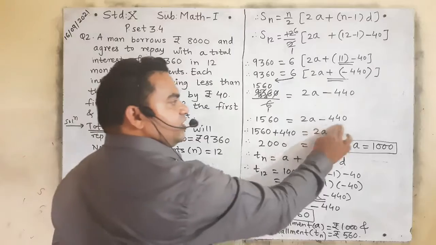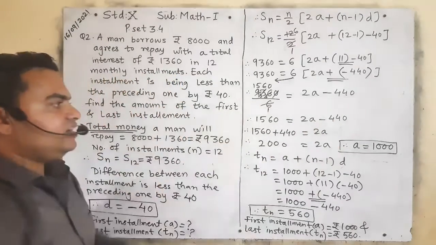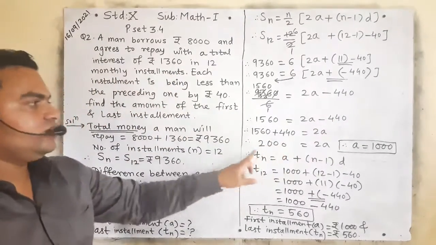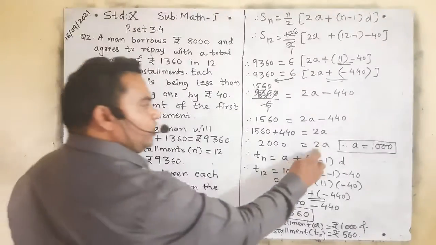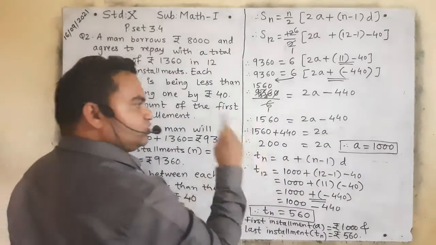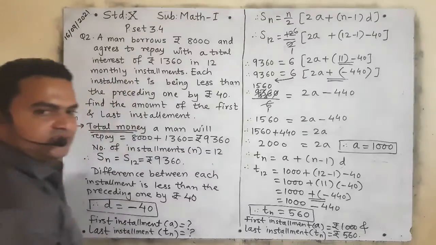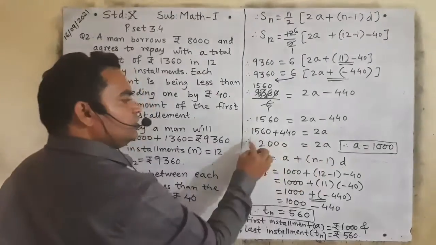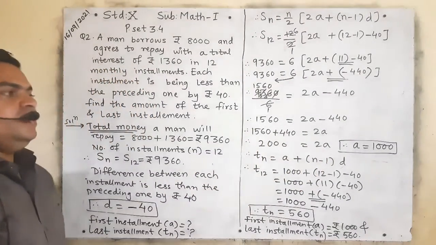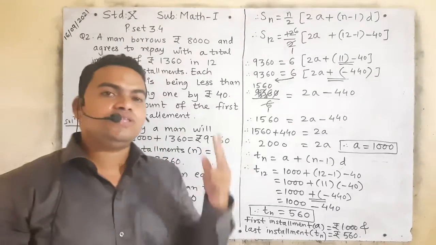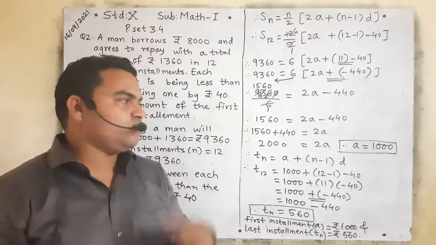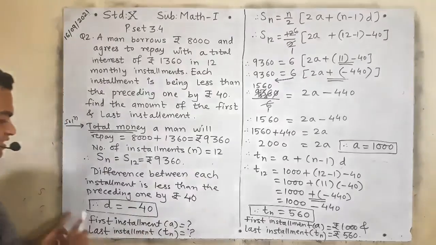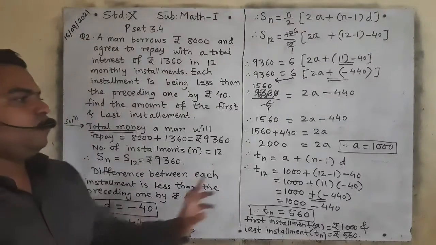So this minus 440 will come to the left hand side. It will be plus 440. So the answer is 2000. So 2A is equal to 2000, so 1A is equal to 1000. Is it clear? 2 ones are 2, 2 ones are 2 and 3 zeros. It means the first installment was 1000.